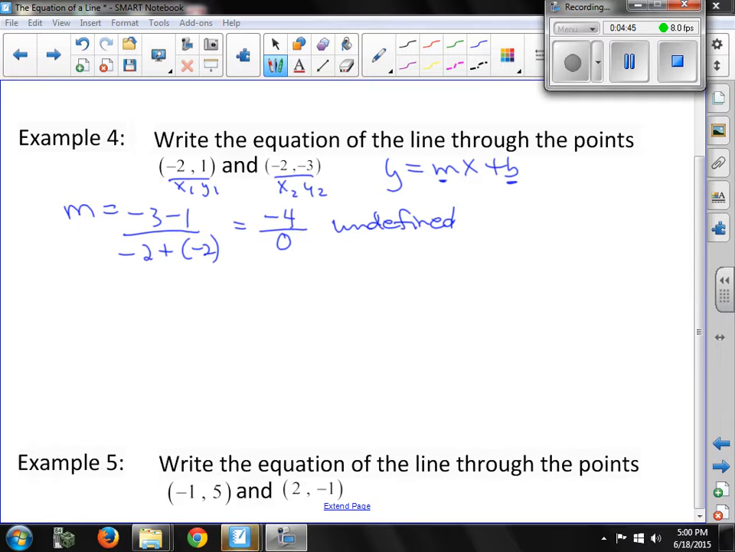What kind of line has an undefined slope? It is a vertical line. And a vertical line always looks like x equals a constant. Well, what's the only constant x could be? x equals negative 2.